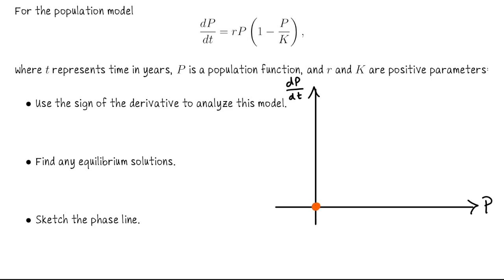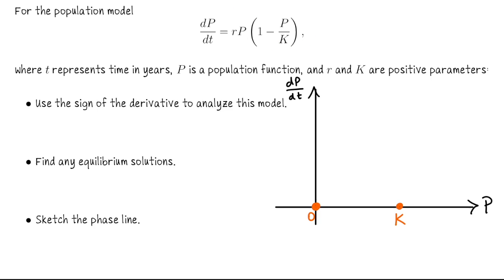So if I put k here, we have another place where the rate of change of this population is 0. And then when p is greater than k, p divided by k is a larger numerator divided by a smaller denominator. That's going to be greater than 1. So 1 minus p over k would be negative, so overall the product would be negative.